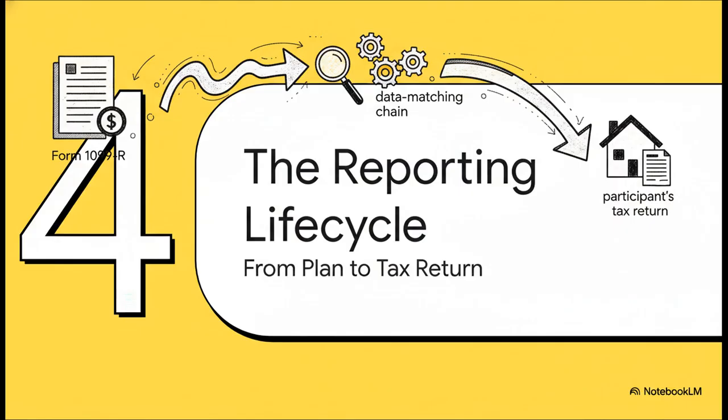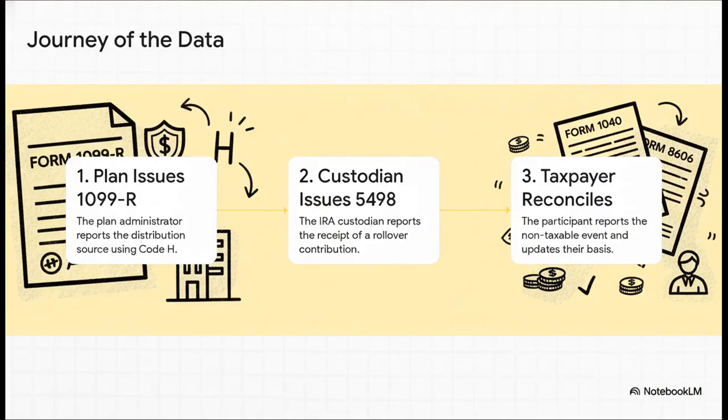Okay, let's pull the camera back a bit. It's super important to remember that this Form 1099-R you're issuing doesn't just disappear into a black hole. It's actually the very first domino in a chain of data matching that goes all the way to the participant's personal tax return. So here's how the story unfolds. First, you, the plan administrator, issue the 1099-R with Code H. Next, the Roth IRA custodian that receives the money issues their own form, a Form 5498, showing they got a rollover. Finally, the taxpayer takes both of those forms to correctly report the whole thing as non-taxable on their 1040 and to update their total Roth IRA basis on Form 8606.